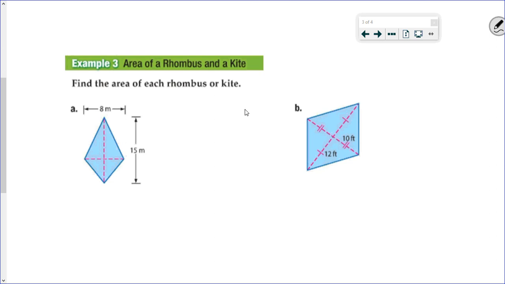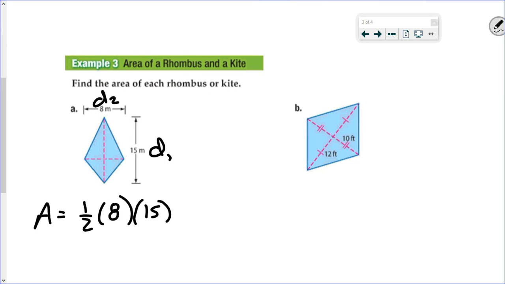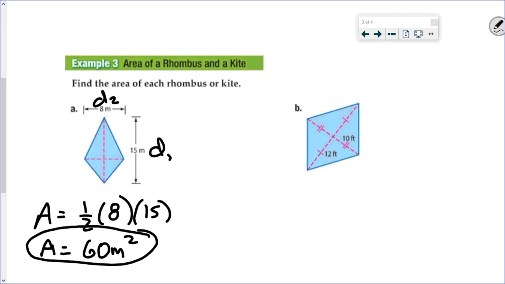It doesn't matter which one you call diagonal 1 and which you call diagonal 2. Area is 1/2 diagonal 1 times diagonal 2. Again, it doesn't matter which is d1 or d2. So this ends up being 60 meters squared. Area of the kite is 60 meters squared.